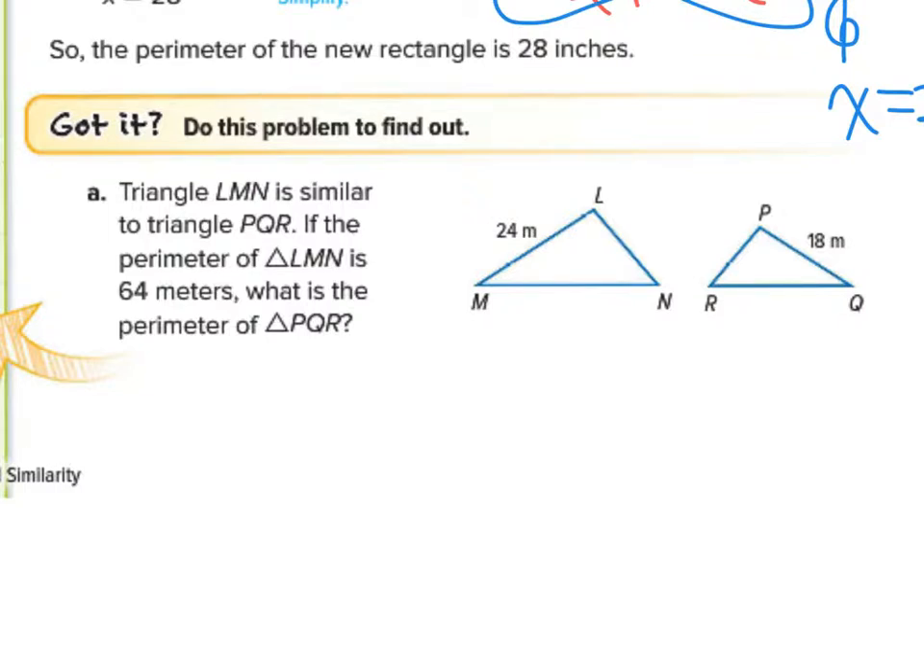Okay, I hope you paused the video. Here we have similar triangles. We have triangle LMN, and it is similar to triangle PQR. You can see that there have been some translations here, and the transformation has been perhaps a reflection over the y-axis and a reduction in size, going from this figure to this figure. If the perimeter of LMN is 64, so this entirely would be 64, what is the perimeter of PQR?